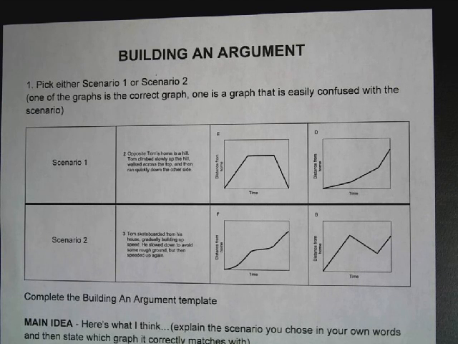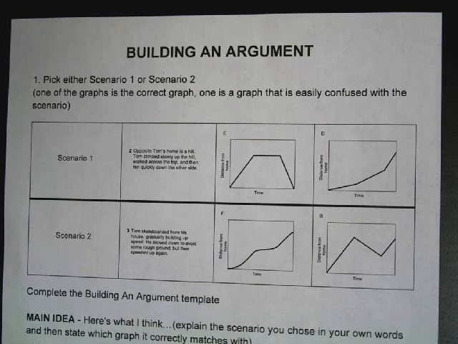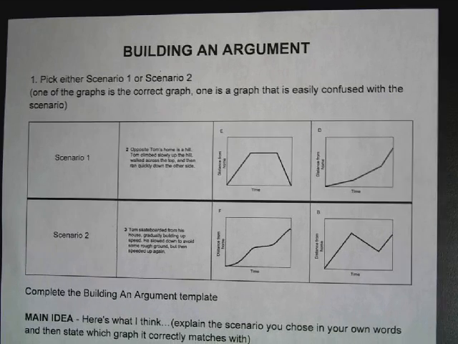If you choose to pick scenario 2, which is Tom skateboarded from the house, gradually building up speed. He slowed down to avoid some rough ground, but then speeded up again. Again, one of these two graphs is the correct one, and one of them is the one that is easily confused. You would need to figure out which is which.